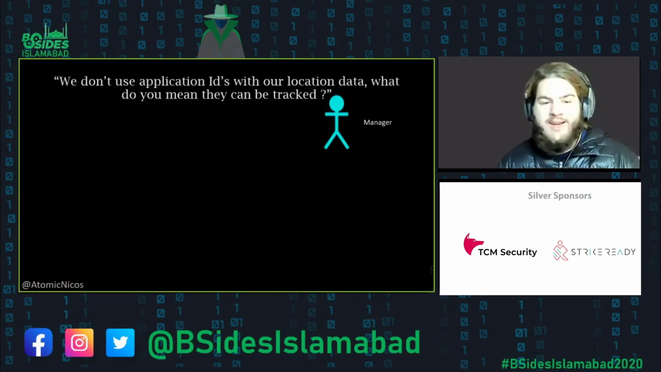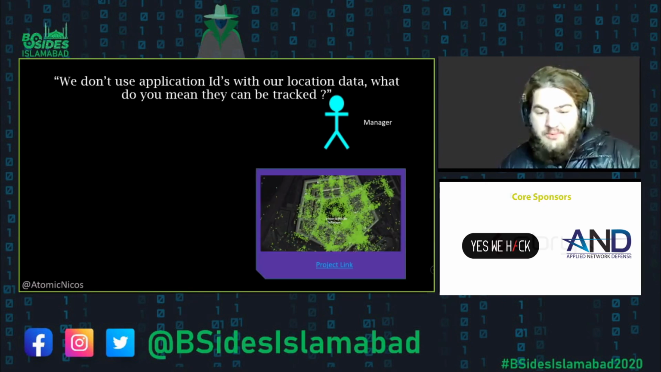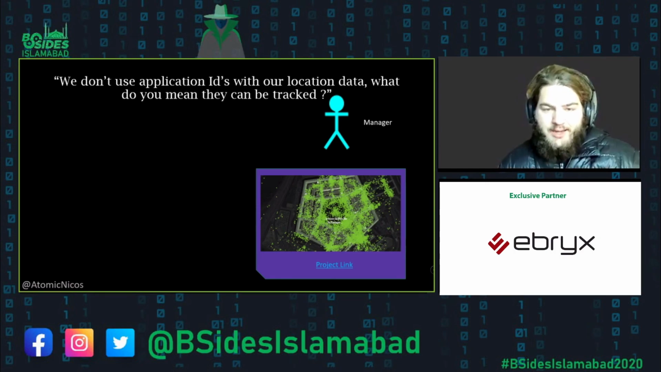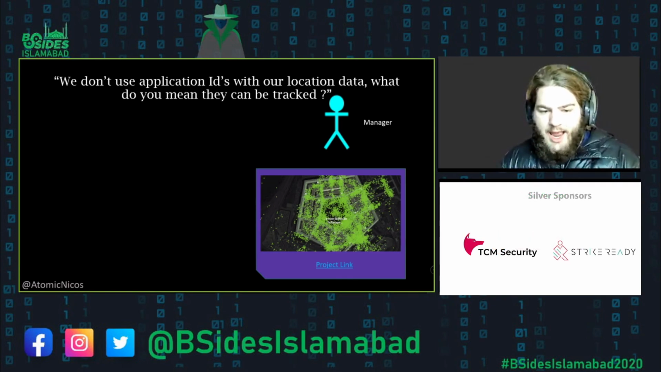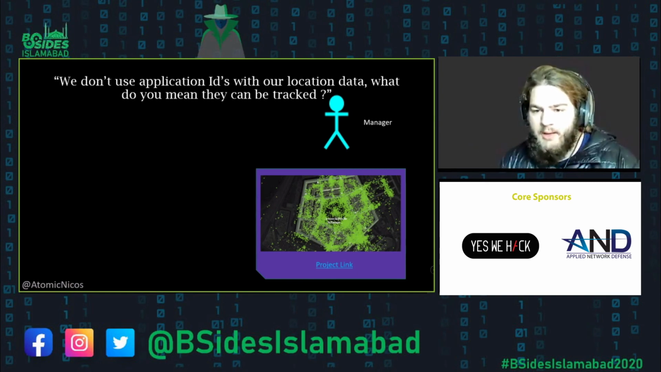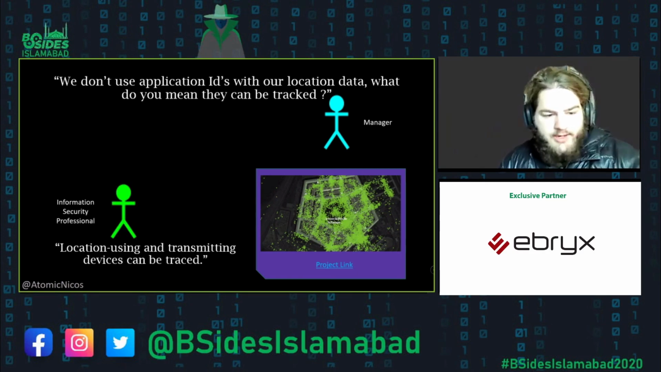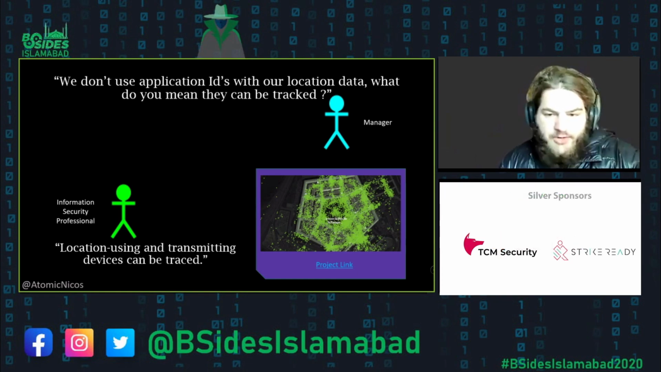"We don't use application IDs for location data if you're using location. What do you mean they can be tracked?" Well, I'm just going to point you to the New York Times 2019 Privacy Project, where they took location data aggregators from your ad services and everything, and punched everything into a machine. And they were able to find people at the Pentagon, at the White House, people that probably shouldn't have been able to be tracked, just by tracking them from their homes and then following the dot around. So pretty fun. So yeah, location-using and transmitting devices can be traced.